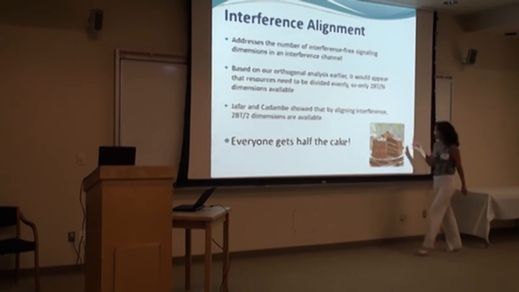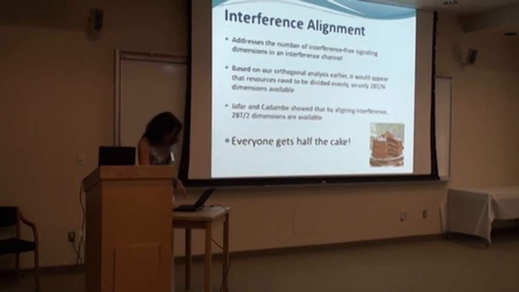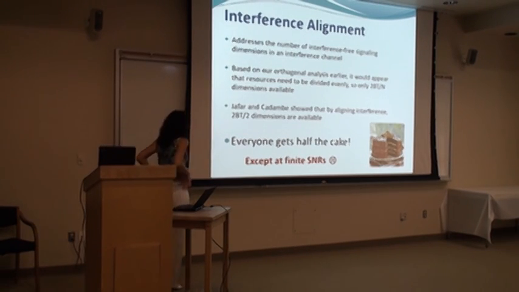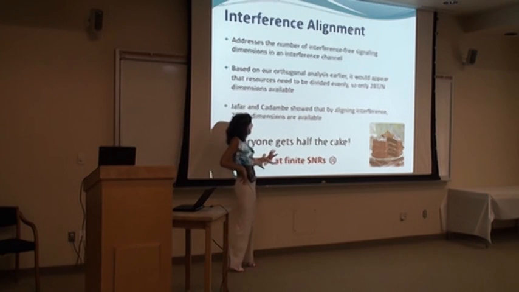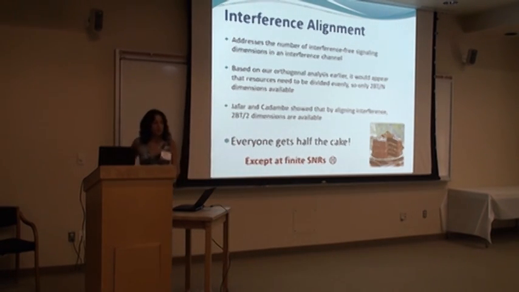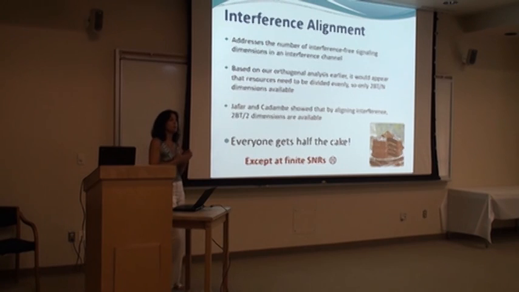So rather than having to divide the total number of degrees of freedom by n, you just divide by 2. That's great, and I like cake, so getting half the cake is a good thing. But at finite SNRs, we don't get half the cake. We're back to the orthogonalization. There's been some interesting recent research about what happens to interference alignment in the finite SNR regime. Another thing that came out of this workshop that we had in Maui was that in industry, they're very skeptical of interference alignment because they don't see these gains at the SNRs that practical systems actually operate at.